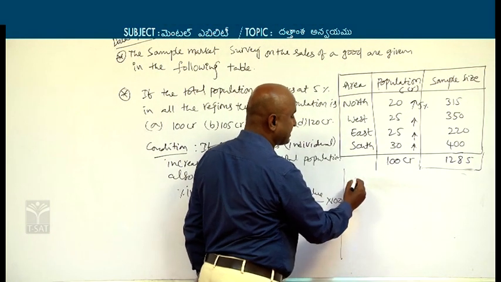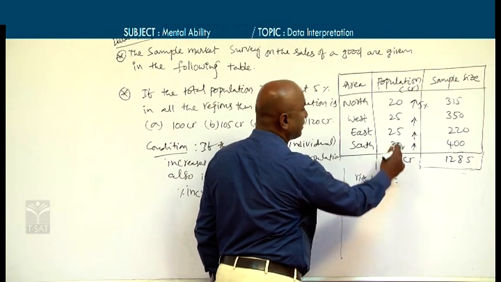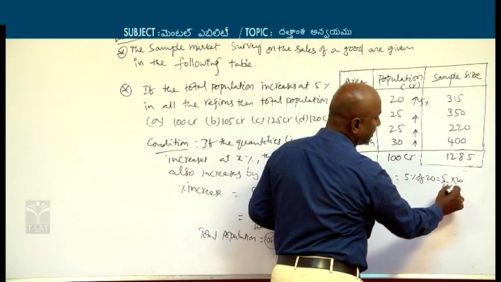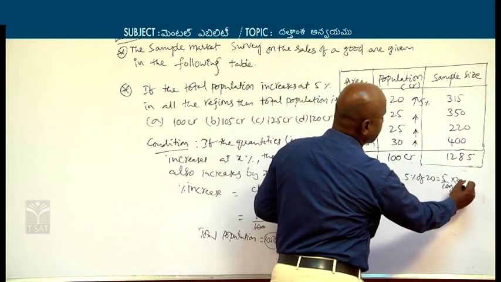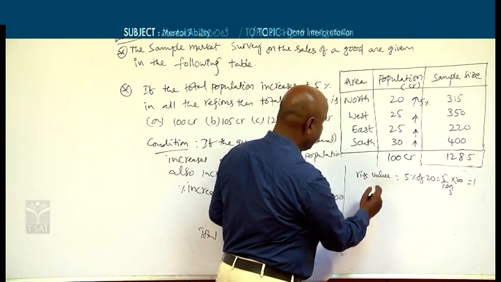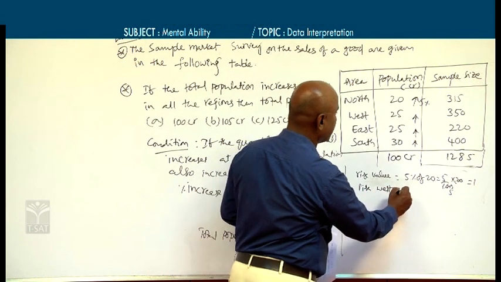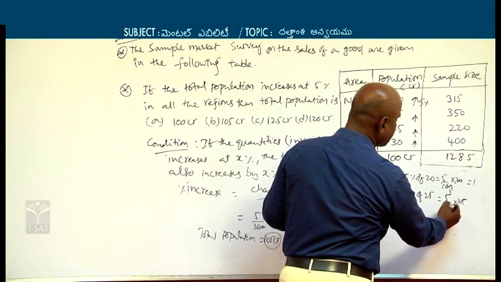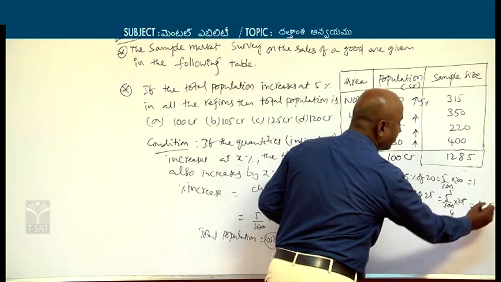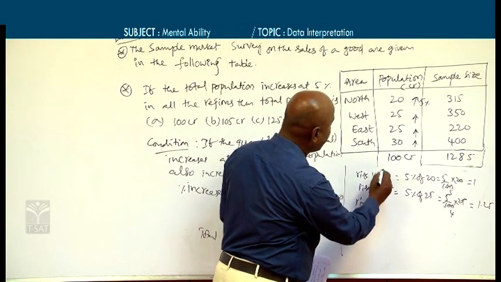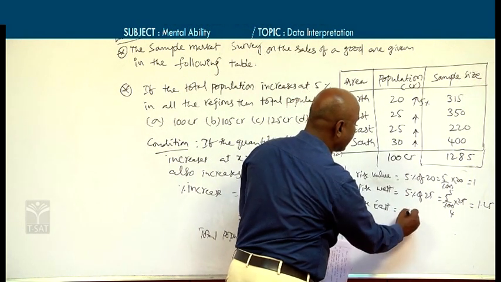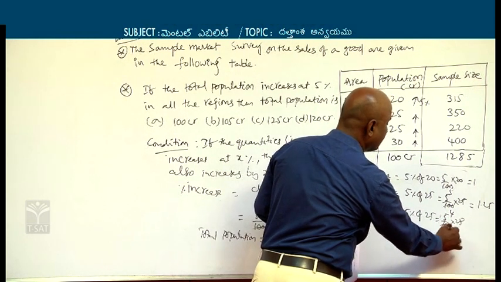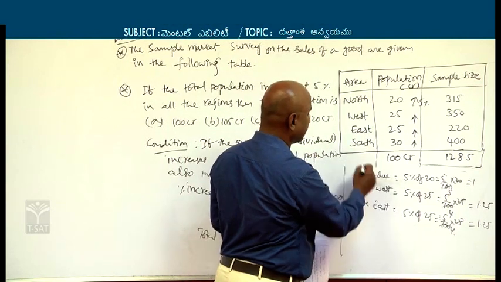The percent rise in the north is 5%. So the increased value is 5% of 20, which is 5 by 100 into 20, that is equal to 1. The rise in the west is 5% of 25, that is 5 by 100 into 25, so 5 by 4, which is 1.25. The increase in the east is also 5% of 25, which is again 1.25.